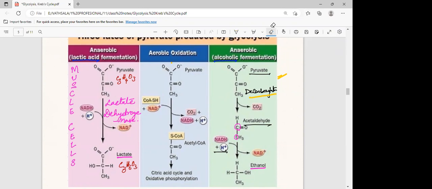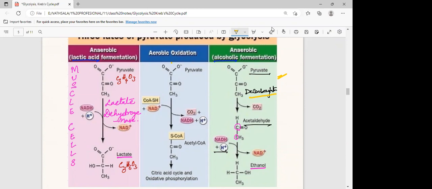CH3CHO is acetaldehyde. What is C2H5CHO? Formaldehyde. That's right. Okay, so this is acetaldehyde.